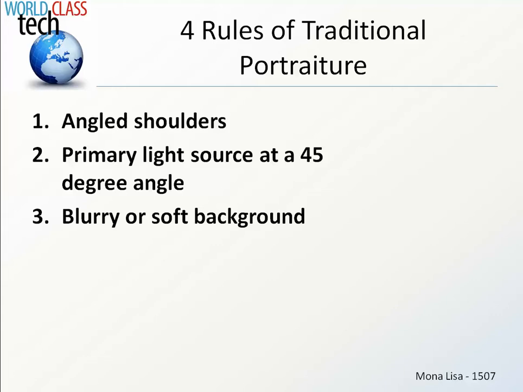Number 3, the background should be blurry or soft. It shouldn't have a lot of detail. It shouldn't be full of a lot of distracting elements. And by blurring it within our camera, that's one way to remove distracting backgrounds. Number 4, and the final rule, is that the subject, the person, should fill the frame. We should get up close to the person and really fill the entire picture with just that person.